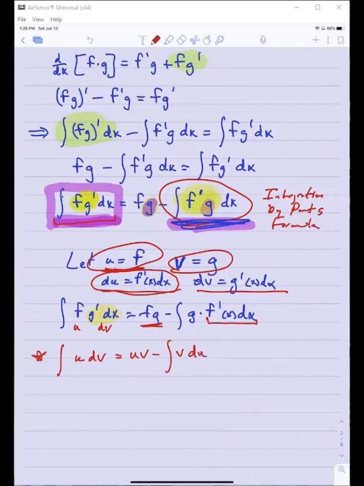Okay, this is the differential version of the integration by parts formula. It's certainly more compact looking. If you were memorizing this formula, this might be easier to memorize. This is the version that most people prefer to use. But notice again, what it really is saying is that we're taking the integral of u times v prime, and that should be equal to uv minus the integral of v times u prime. So we're just trading out u for f and v for g.